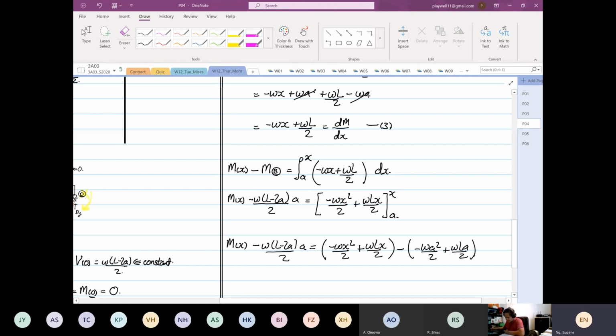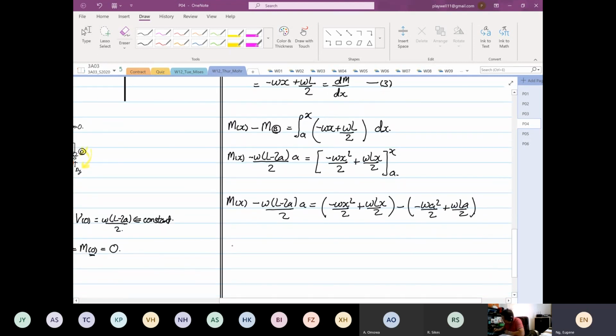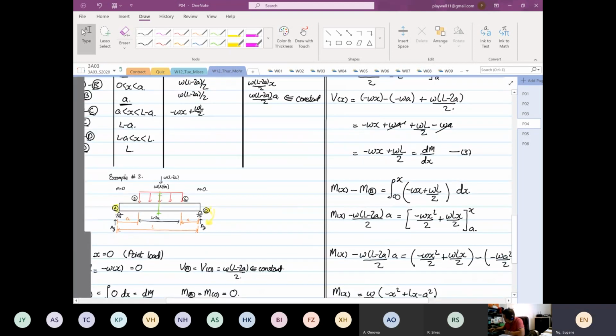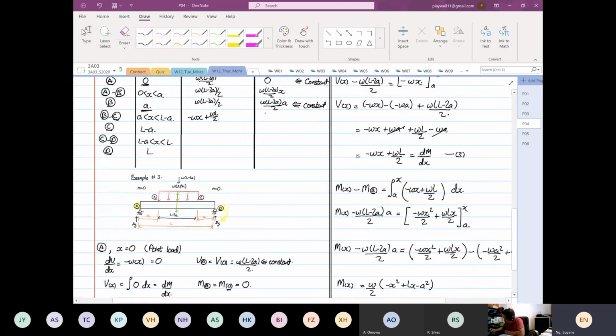So I'm not going to waste your time. Finally, when you simplify this, remove all the brackets, you have M as a function of x equal to ω over 2 times, open bracket, minus x² plus Lx minus a², close bracket. Okay, so the procedure repeats itself.